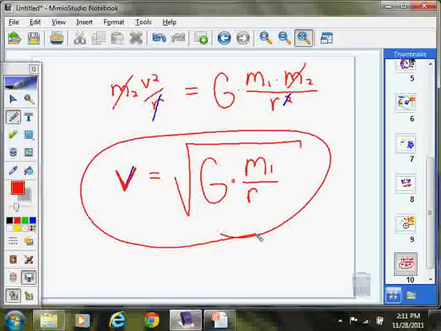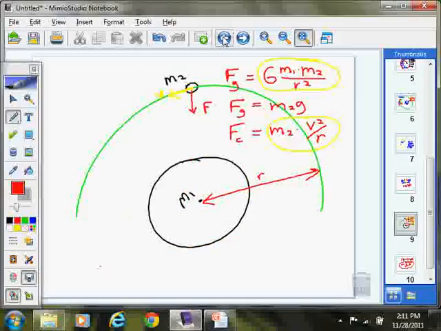So now we know how to calculate that just right tangential velocity. That'll keep the object going in orbit. Throw it a little bit faster, it'll probably go in an elliptical path. Throw it a little bit slower, it'll probably crash down to the inner planet. Throw it way faster, it'll escape.